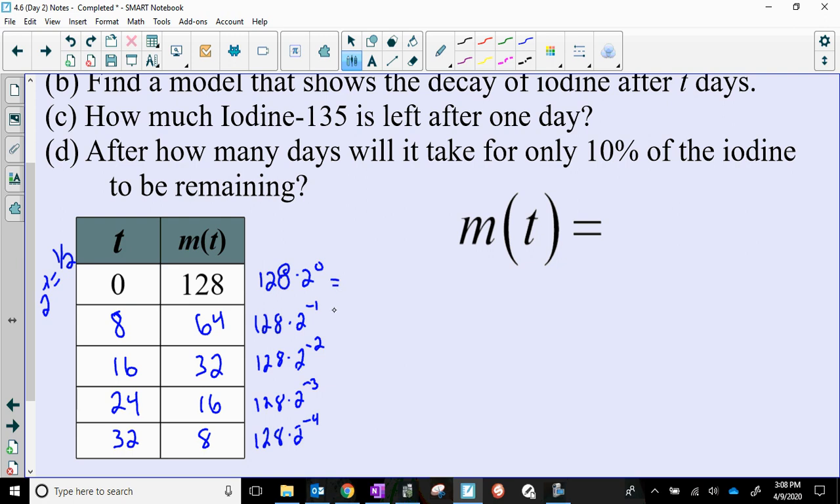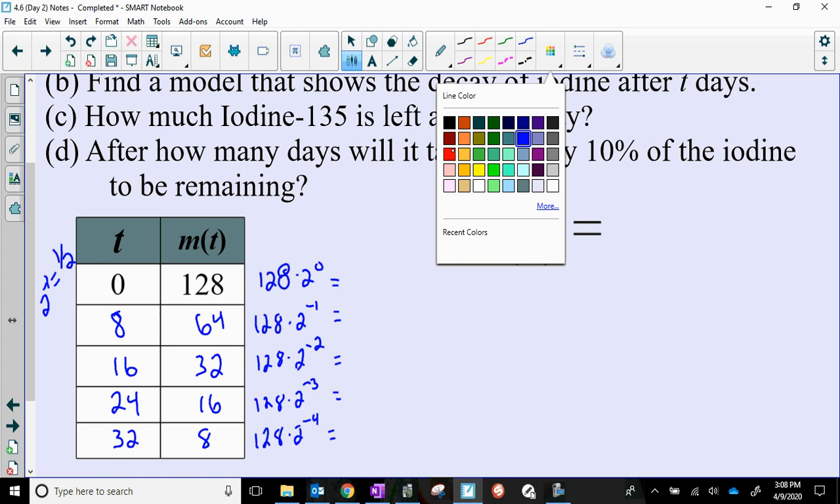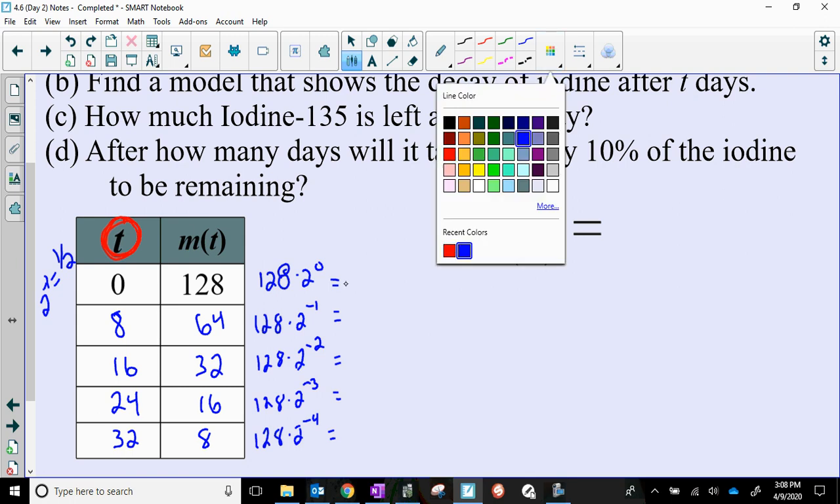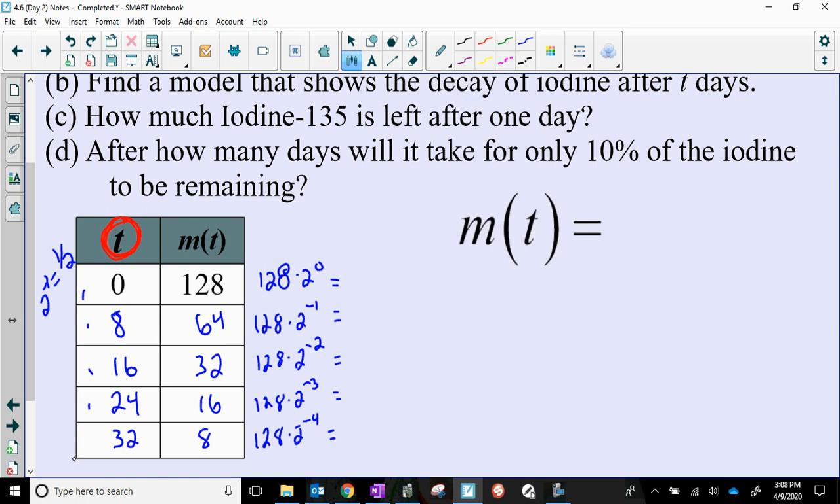So what we want to do is what we did yesterday in our notes. We want the powers all to have something to do with these numbers right here, so we can eventually turn that 0, 8, 16, 24, 32, wherever we see that number, into a t. Okay. So I have to think about, what do I have to do to 0, 8, 16, 24, and 32 to turn them into the numbers 0, 1, 2, 3, and 4? Well, these were going up by 8s, so how about we divide by 8?